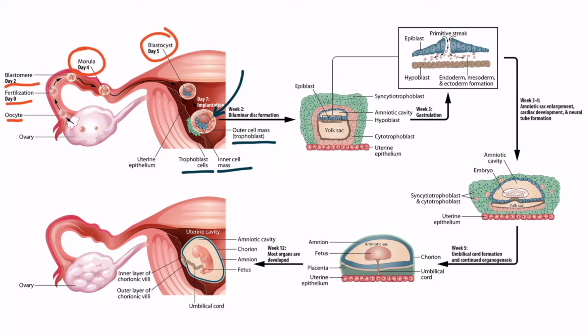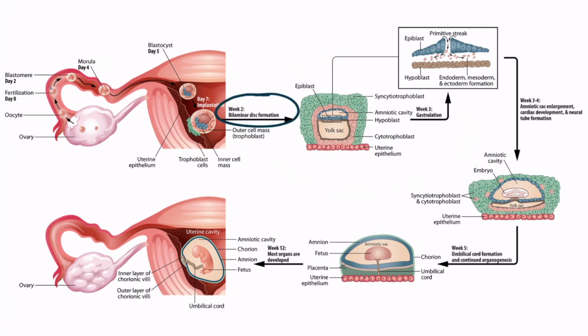If we zoom up on this blastocyst a bit later in time and we look at the developing structures from a cross-sectional view, we get this image over here. So by week 2, a bilaminar disc has formed. And this just means that there are 2 layers of cells stacked on top of one another, which you can see right here. So you can see the blue layer on top and the brown layer on the bottom.